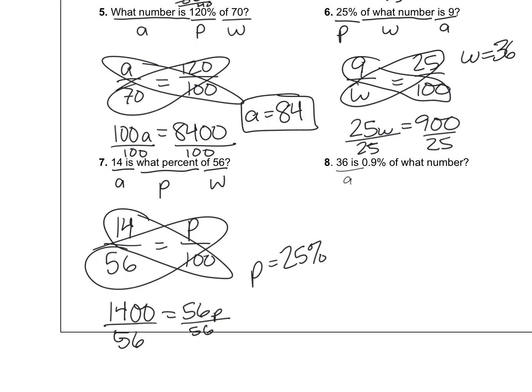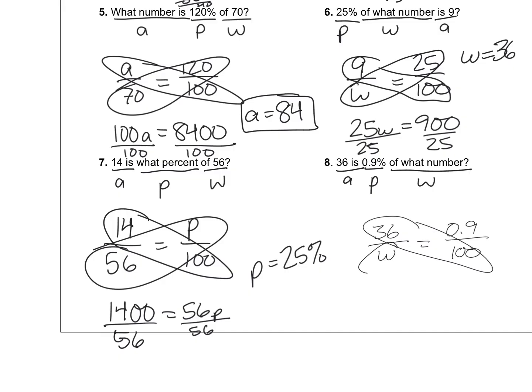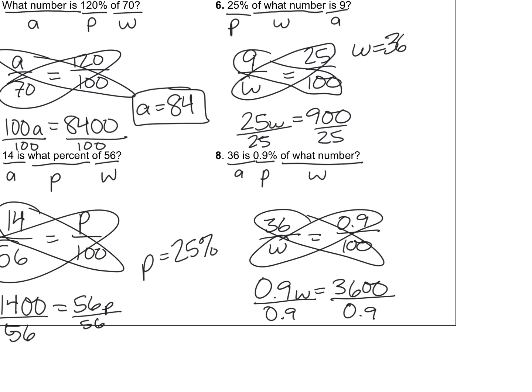Lastly, 36 is 0.9%, that's P. Of what number? That's W. 36 over W equals 0.9 over 100. Cross multiplying, 0.9W equals 3,600. If I divide this by 0.9, we get a W value of 4,000.